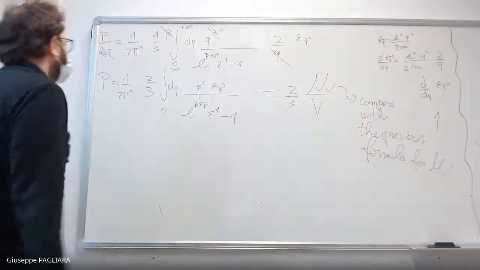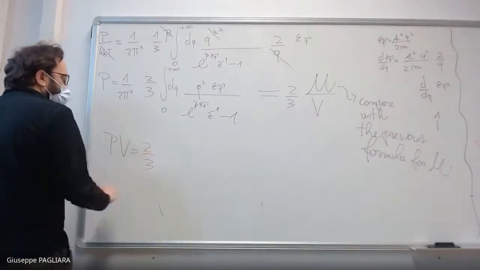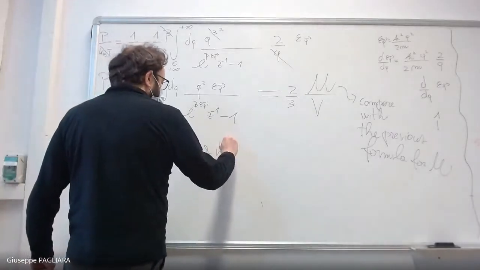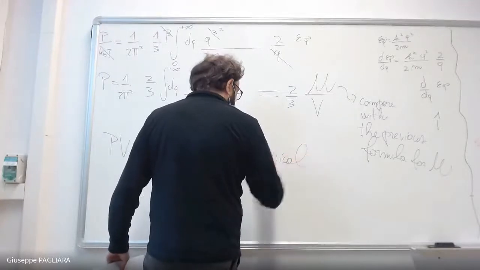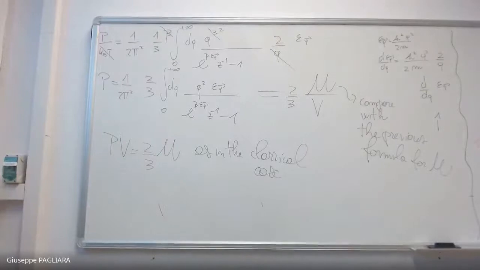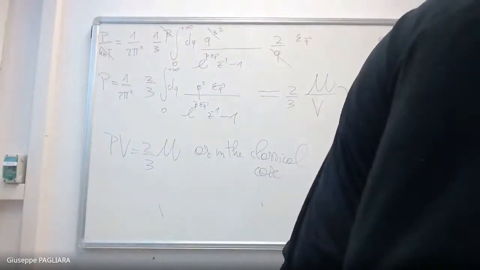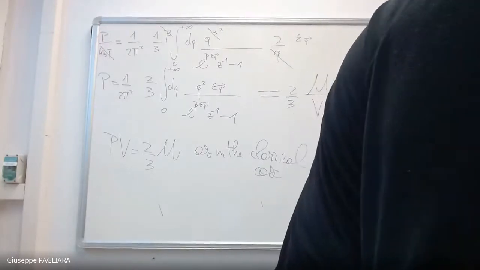Okay, so therefore we conclude that PV is equal to 2/3 U, as in the classical case. So the fact that we are considering a quantum gas does not modify the relation between pressure, volume, and internal energy.